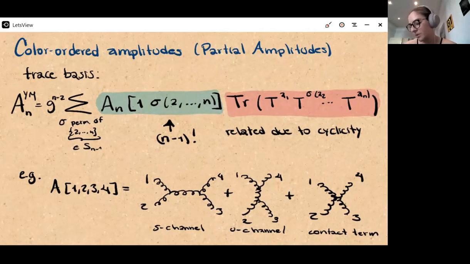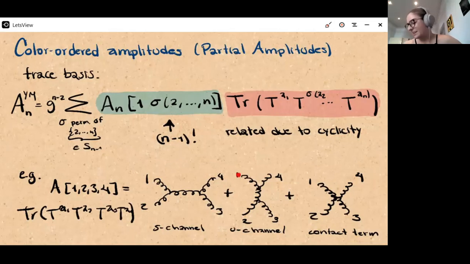For example, if you want to compute a 4-point amplitude in this order 1, 2, 3, 4, this will correspond to the trace of T^A1 T^A2 T^A3 T^A4. So what you would do is just look at the following Feynman graphs with this special ordering of the legs. This is 1, 2, 3, 4. And here you again have 1, 2, 3, 4. And this is what we call your channel, because it's going to give you a P14 in here. And you can also have contact terms, so you've got to be careful to include all of those in here.